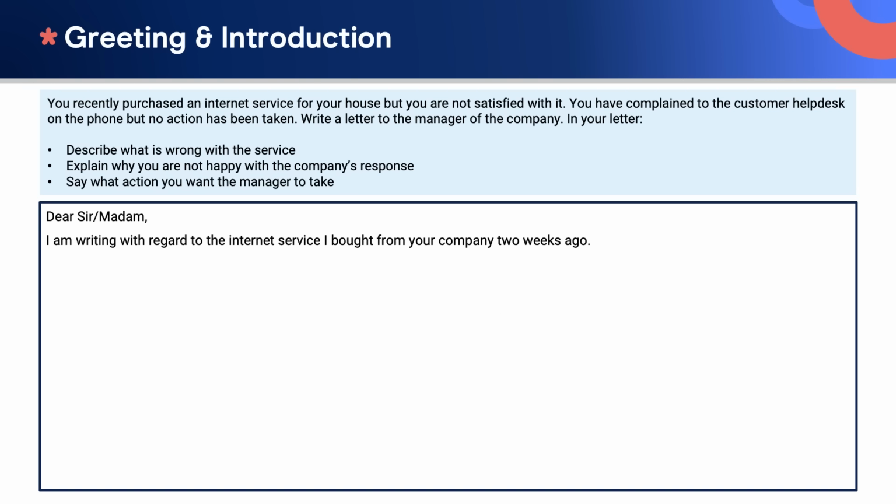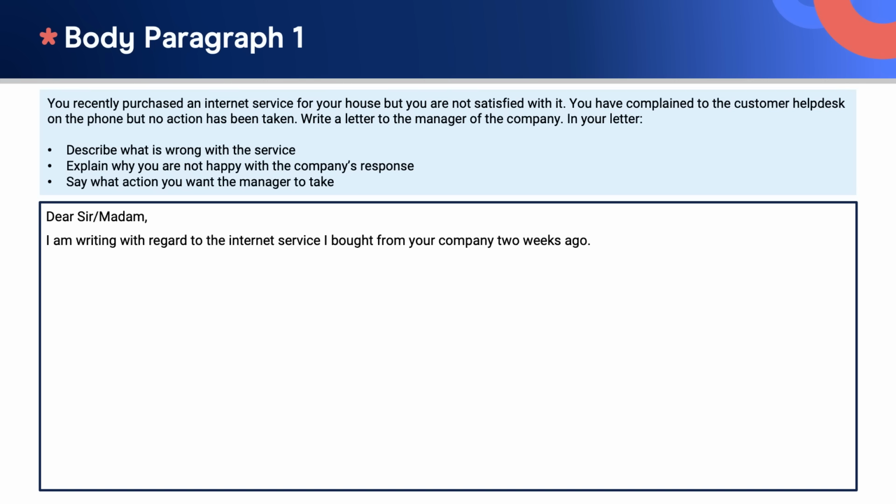Here it is. The greeting starts off with "Dear Sir" or "Madam." It starts like this because the task doesn't give a name for the recipient of the letter. Then there's the introductory and purpose statement. I am writing with regard to the internet service I bought from your company 2 weeks ago. As we can see with this sample, we used a formal tone by using words like "with regard to." With regard to is just a formal way of saying about.